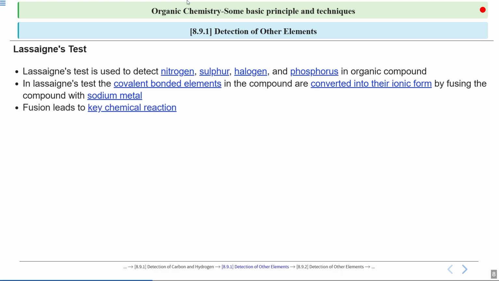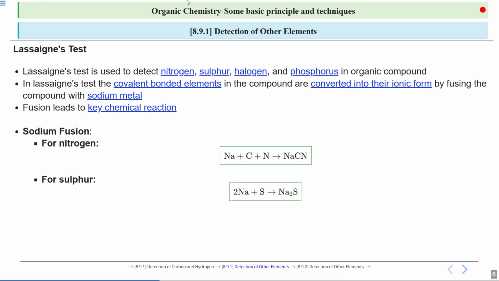Upon fusion, it leads to some key chemical reactions. So let us look at the sodium fusion reaction. If your detection is for nitrogen, the reaction involves sodium, carbon, and nitrogen forming sodium cyanide. This reaction is important because sodium cyanide is a detectable compound that indicates the presence of nitrogen. Then for sulfur, the reaction involves sodium and sulfur, which forms sodium sulfide. This reaction is significant because sodium sulfide is also a clear indicator of sulfur in the given compound.